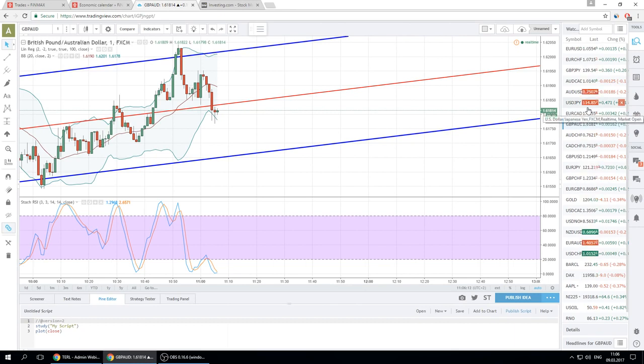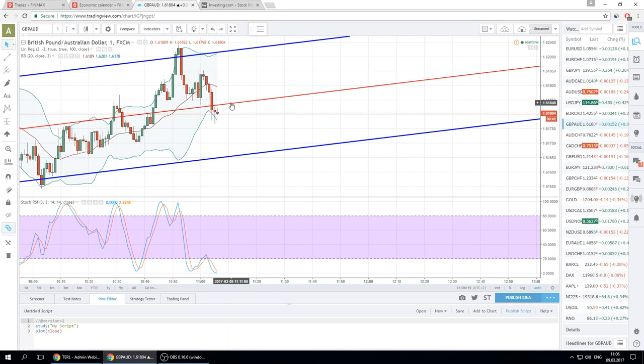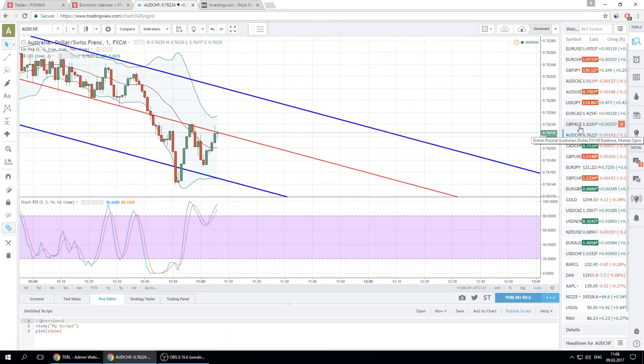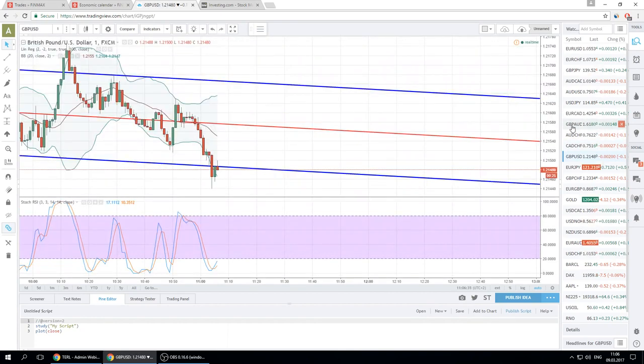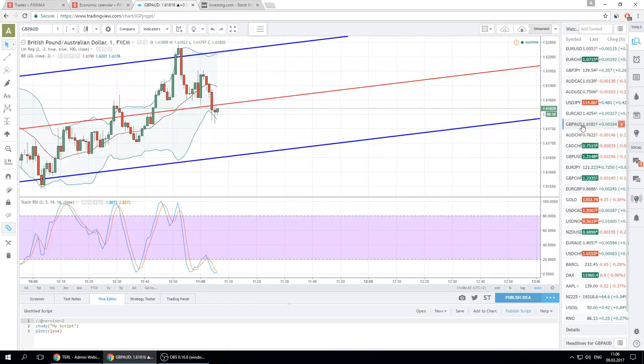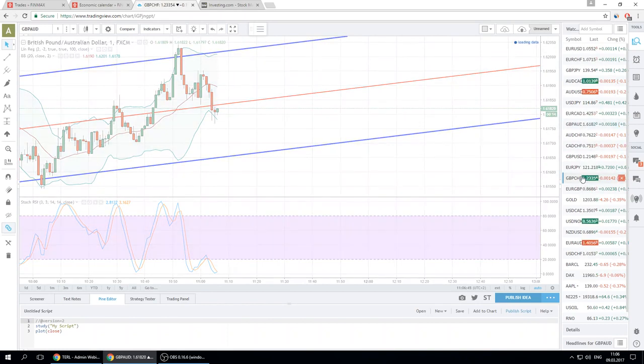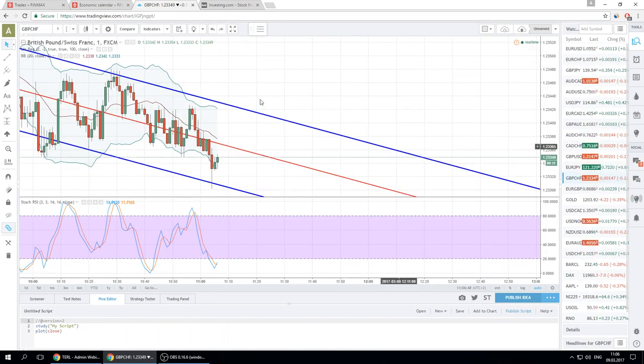Well, here we see almost the classical pin bar, but it's not sufficient for me to enter the trade. I would hold. Pretty interesting situation here. Let's compare it to what we see. Okay, let's enter GBP CHF for the short term.